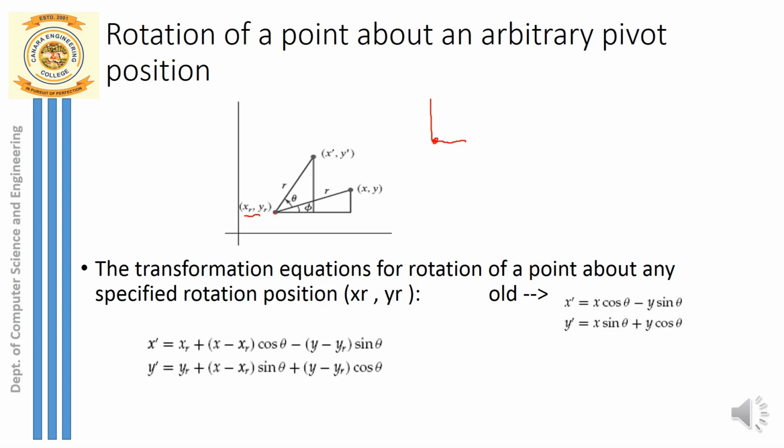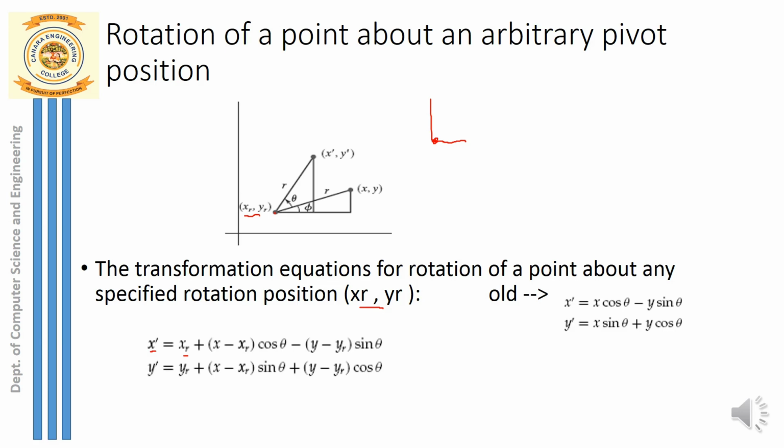Now we had already seen the equation for performing rotation by taking origin as the fixed point, and that equation was x dash is equal to x cos theta minus y sin theta, y dash is equal to x sin theta plus y cos theta. So this was the equation for rotating an object by an angle theta about the fixed point as origin. But now, since we have changed the reference position, the new equation would be x dash is equal to xr, where xr refers to the arbitrary point, plus r cos theta. What is r here? x minus xr.